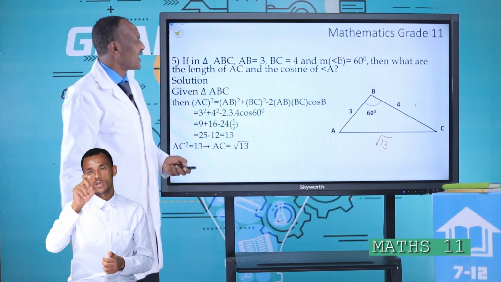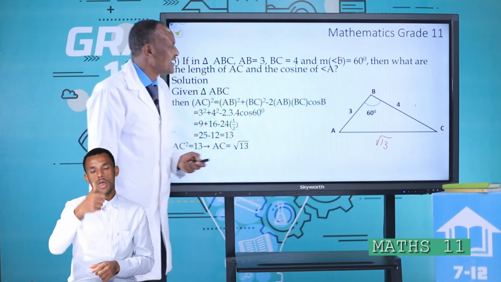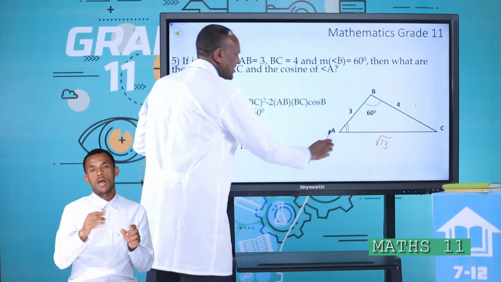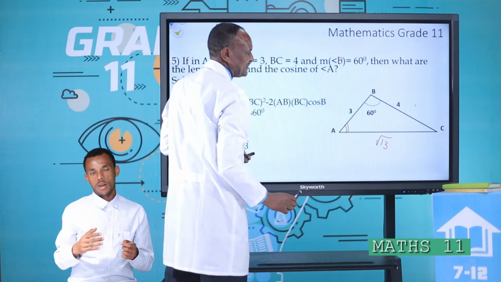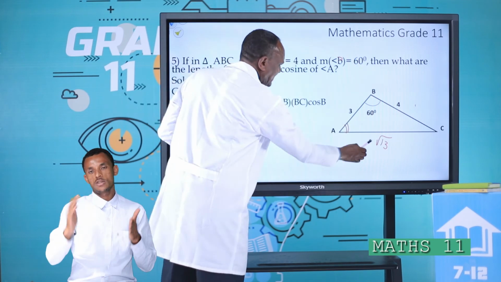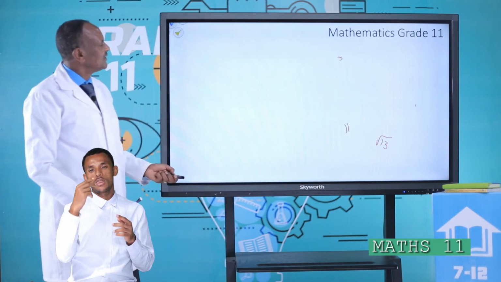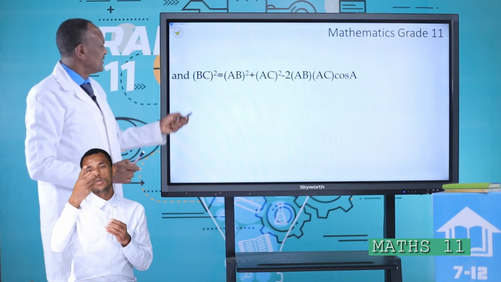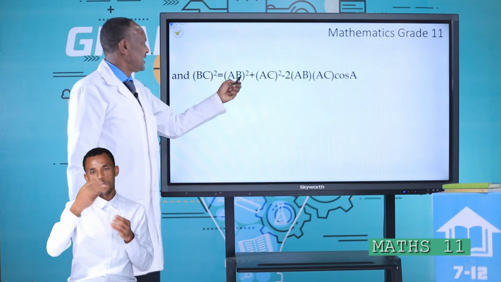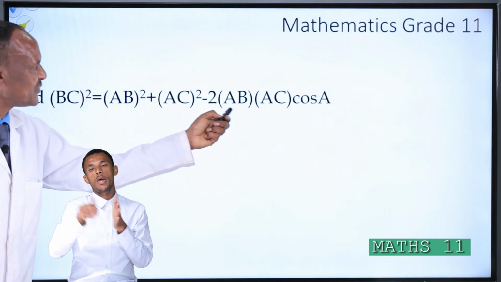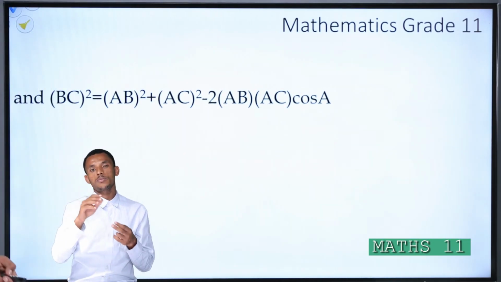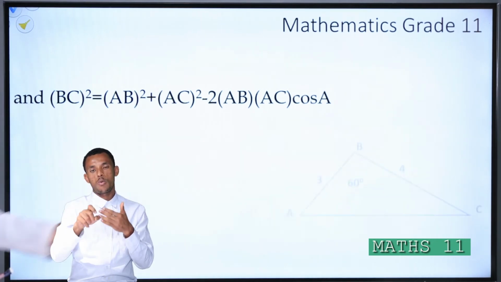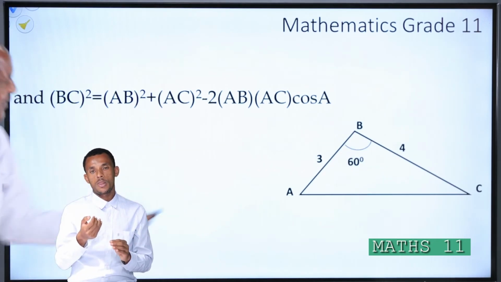And the other thing you are asked: what is the cosine of angle A? So angle A is this one. To find the cosine of this angle, I know the opposite side and I know the two adjacent sides. Using the cosine law, I can calculate this also. BC squared is equal to AB squared plus AC squared minus 2 times AB times AC multiplied by cosine of A. So you have to substitute the values you calculated before.